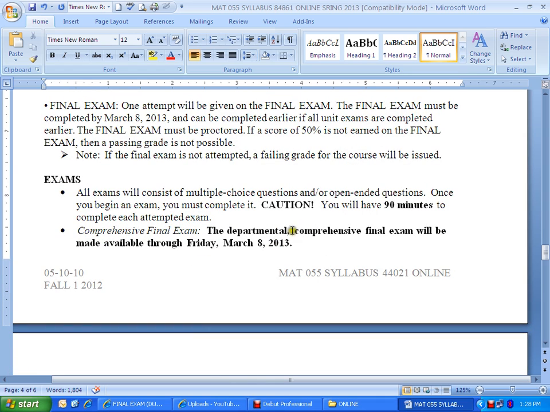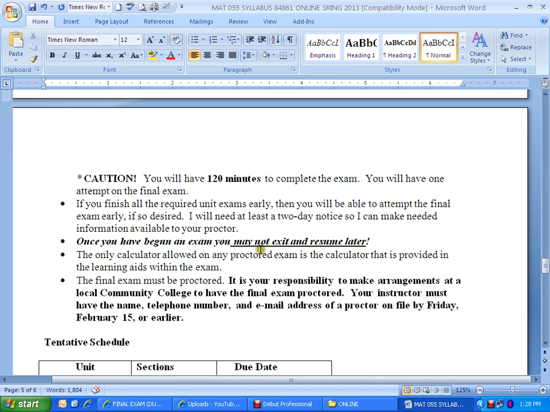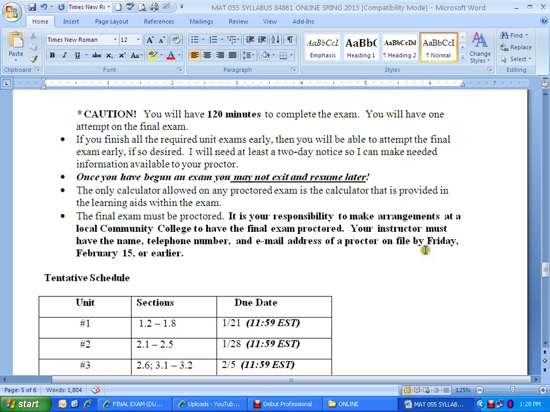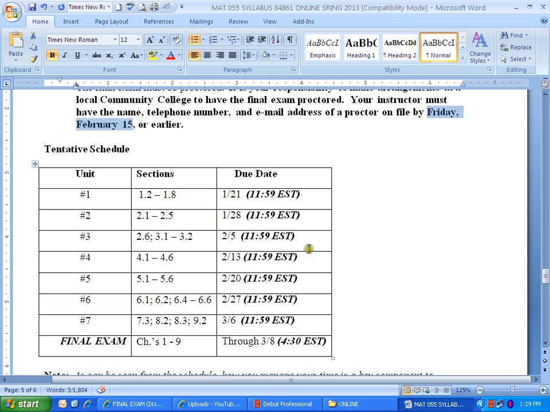Each exam was 90 minutes, except for the final exam, which is 2 hours or 120 minutes. The only things allowed on the final exam are the calculator within the MyMathLab system and a formula sheet. That's provided for you, not the one that you make. It's one that I make that I give to your proctor. By Friday, February 15th, this is an important date. I need your proctor information earlier if you can, or if you plan on taking the final exam earlier. Once again, here's the due dates for each unit.